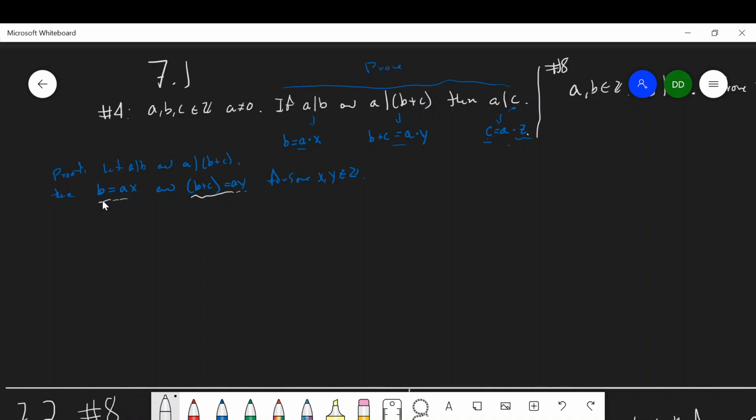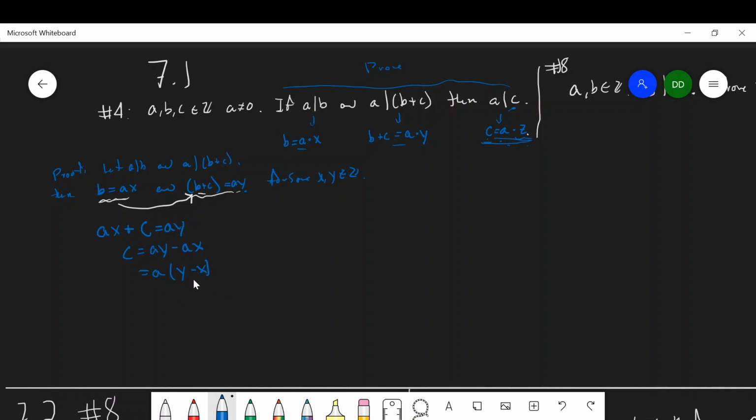So I'm going to use the fact that b equals ax, and I see a b over here in this equation, so I'm going to substitute that in. So that means that ax plus c equals ay. And again, if we keep in mind what we're looking for, an equation with c on the left-hand side, let's solve for c here. So then c equals ay minus ax. Do I have this equation yet? Not quite. Let's factor an a out: a times y minus x.